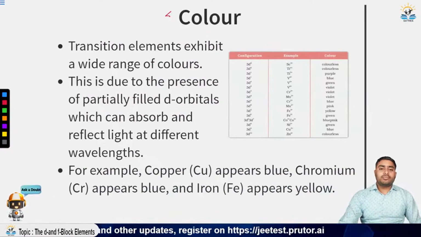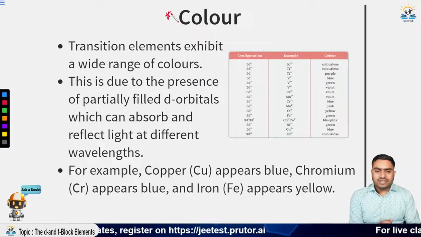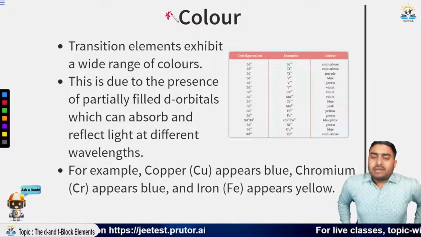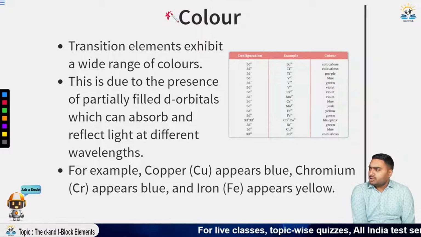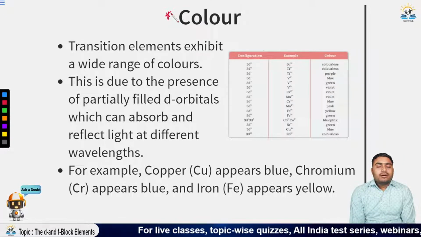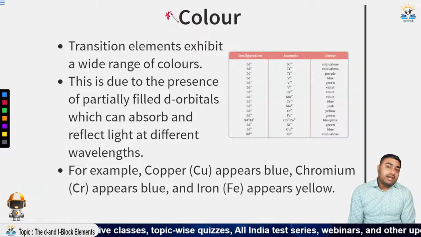The next interesting point is color. Transition elements have partially filled d orbitals. If partially filled d orbitals are there, maybe paired or unpaired electrons will be there. So transition elements exhibit a wide range of colors.